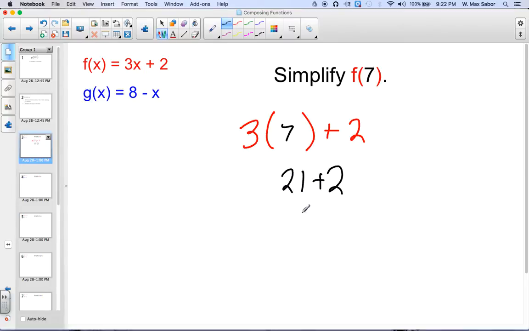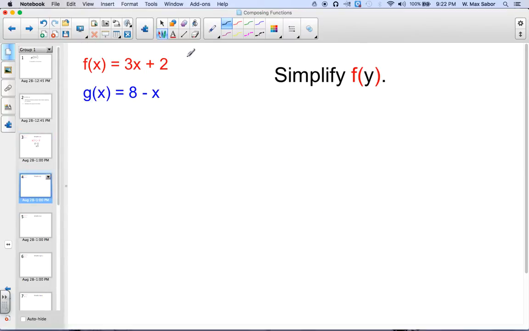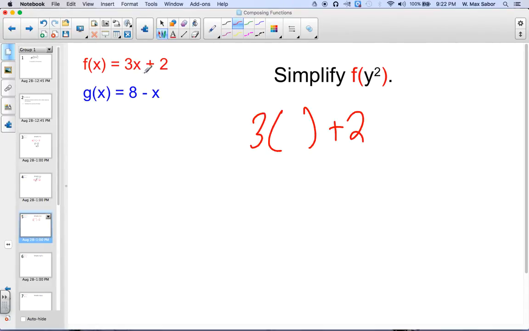21 plus 2, 23. Now, what if it says f of y? Well, we're going to do the same thing. We'll do 3 blank plus 2. You should always use parentheses and then substitute your input in there. And then we get 3y plus 2. What if we have y squared? Exact same thing. 3 blank plus 2. Even though it's y squared, we're not squaring anything but the input. We get 3y squared plus 2.